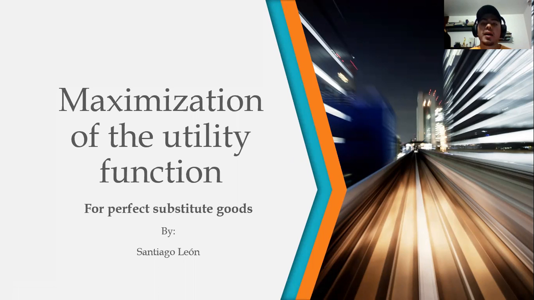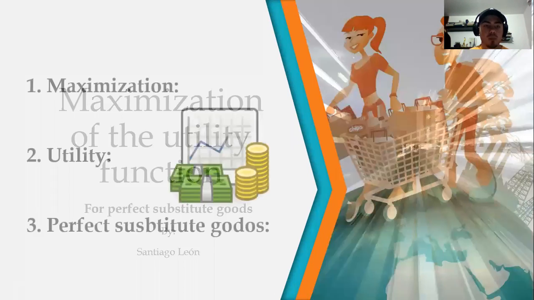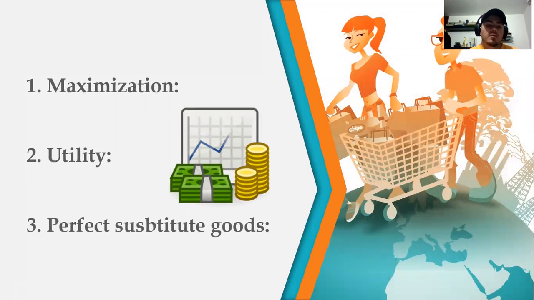Now, my name is Santiago Leon and I'm going to explain three concepts before we explain the main concept. First of all, maximization. Maximizing is taking advantage of everything possible of one basket or good. Utility is the benefit that we obtain from a good. And perfect substitute goods is when the consumer wants to have everything of one basket instead of the other one, okay?